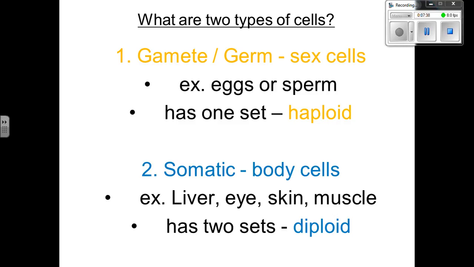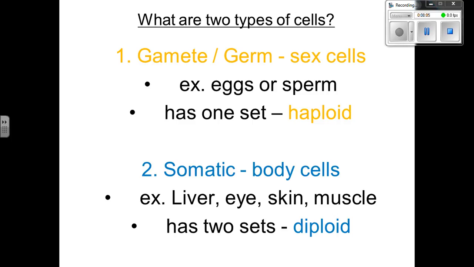Your gametes are your sex cells. You have an egg and a sperm. That has one set of chromosomes, haploid, because each parent is going to donate a gamete, an egg or a sperm, and when you put the egg and the sperm together, you get a person. So each egg and sperm has to have a haploid set, so when you put it together, you get a full set. So the only cells in your body that are gametes are your sex cells. Only. That's the only type of cell in your body that is a half set.